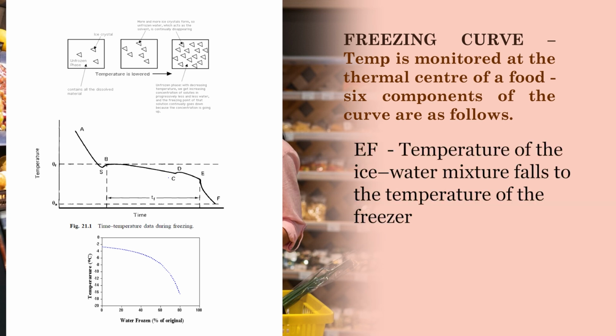Further, a dip is observed, and then after E, if you look at EF, the temperature of the ice water mixture is falling, and the product will try to come closer to the temperature of the freezer. So that is the cooling. Here, if you see the temperature versus the percent of ice formed, that is shown in this. Gradually the temperature decreases and the unfrozen water is also decreasing.